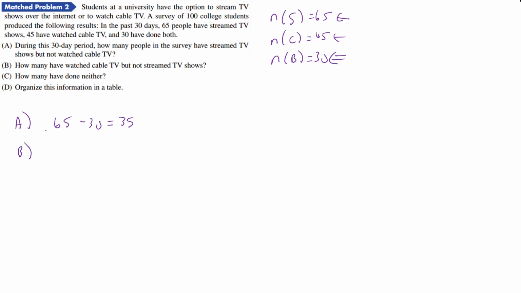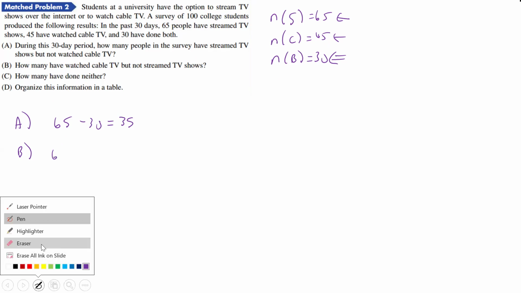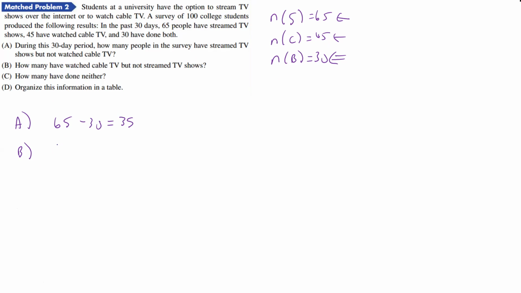Okay, what about B? How many have watched cable TV but not streamed? Again, we're going to take the 45, but this time we take off 30. So 45 minus 30 gives us 15 who have watched cable TV but not streamed.